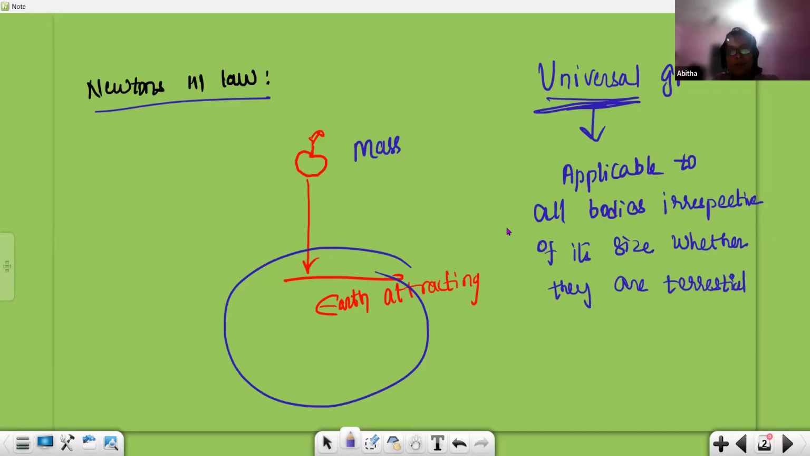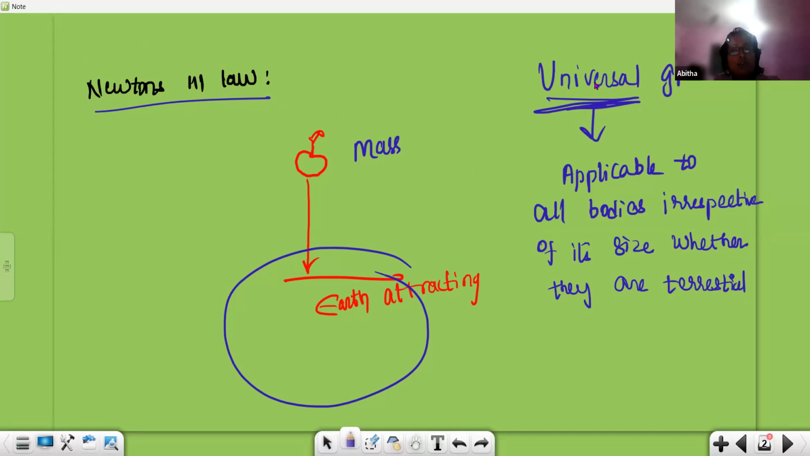Clear the point? Yes, it is clear. According to this law, as the mass of the apple is very small, it is not attracting the Earth, because whatever the mass of the apple, you are considering it as negligible. There is nothing, you are considering it as zero. So because of that, it is not attracting Earth.